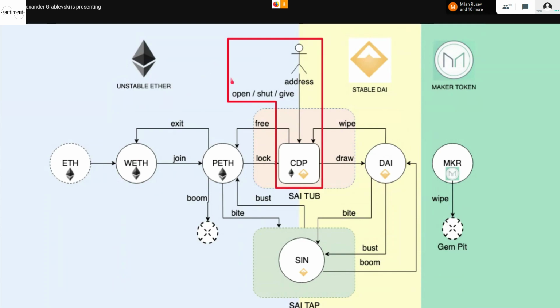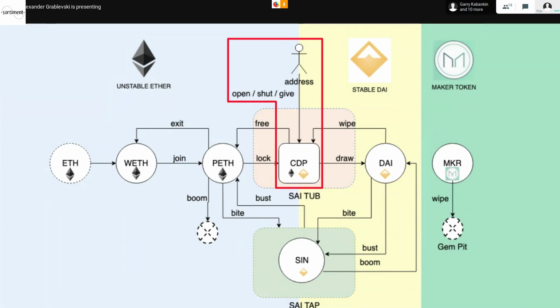Also note that you have to open a CDP, because you can't lock your funds to a CDP that is not opened. You can also shut it down. That's needed if you decide that you don't need any CDPs anymore and you just turn it off. And you can pass your CDP to someone else with the give method. So you don't own this CDP anymore, but you still have the debt.